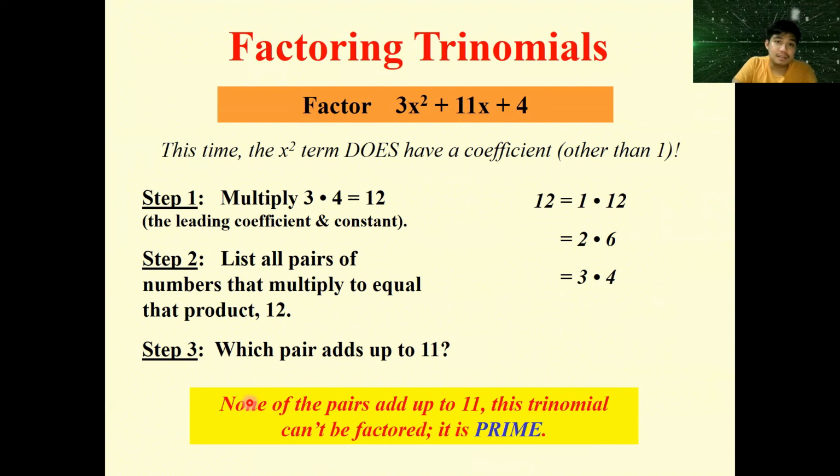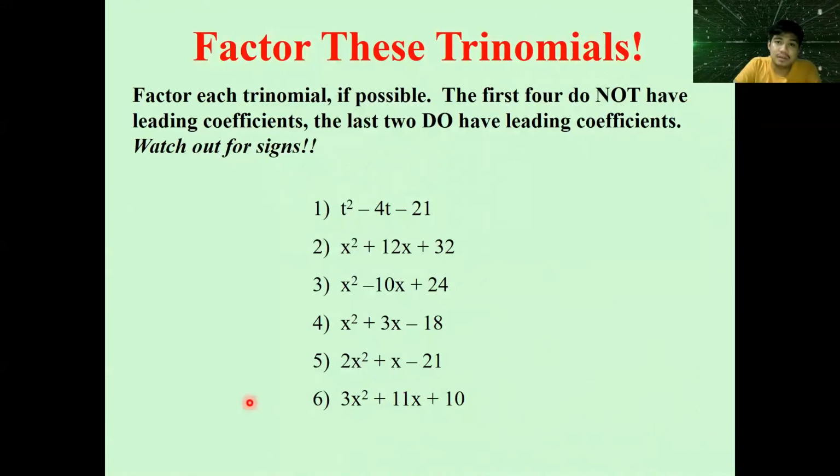So this particular trinomial cannot be factored since we cannot find a pair of numbers that multiply to the product of 12 and, if we add them, the sum is 11. So we can't find any there. So basically, it's prime.